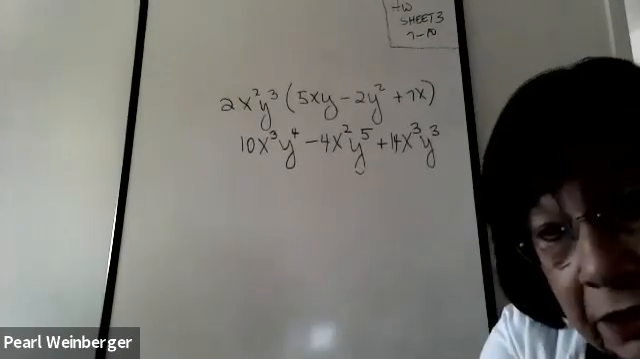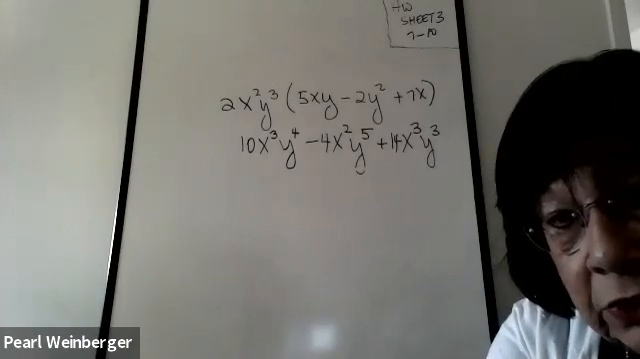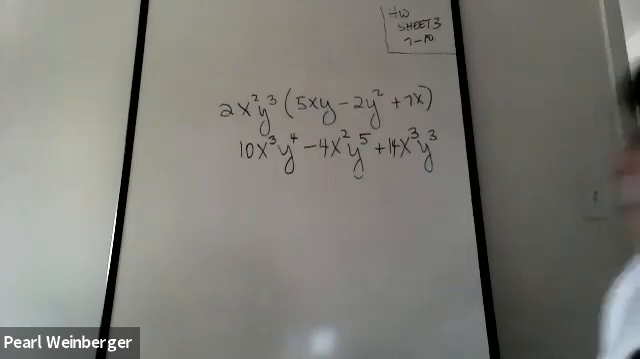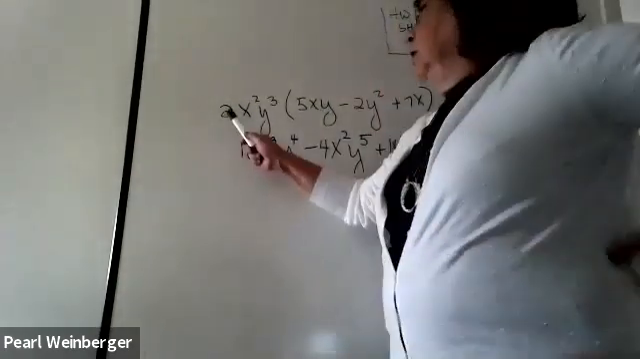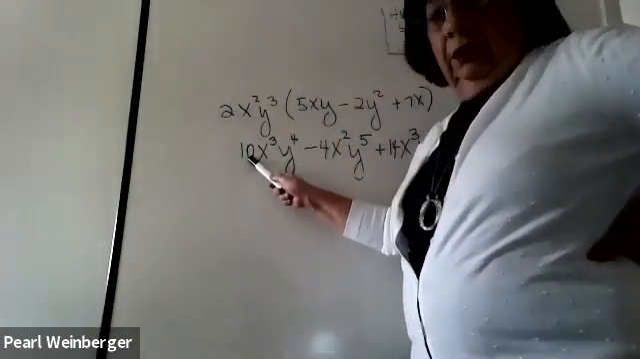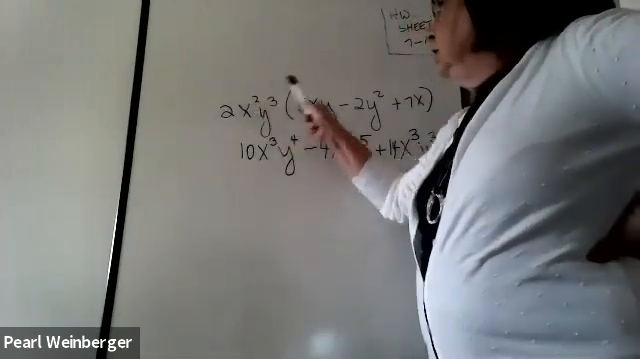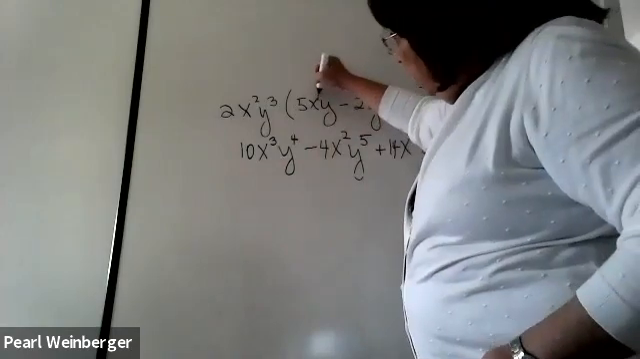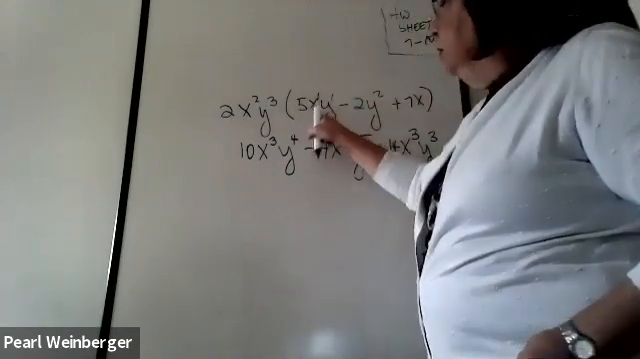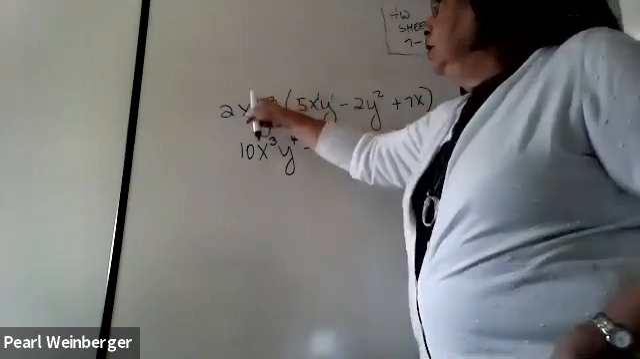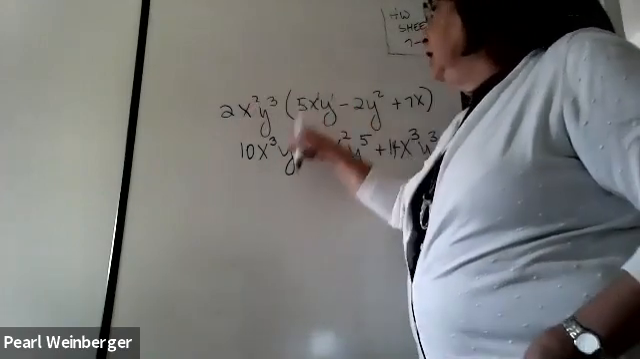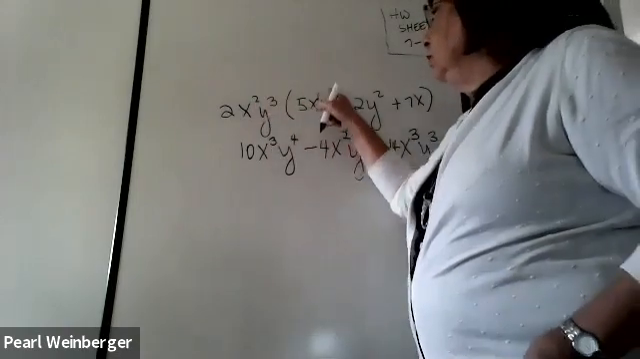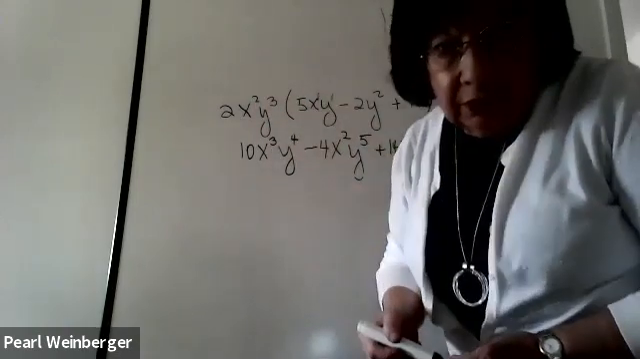How did I get the 10 times x to the third? Okay, here, let's go again. 2 times 5 is 10. X squared times x. Remember, if there's no exponent on a letter, its exponent is understood to be 1. So I have to add the 2 and the 1. That'll give me x to the third. And for the y's, I have a 3 and a 1, so that gave me y to the fourth.